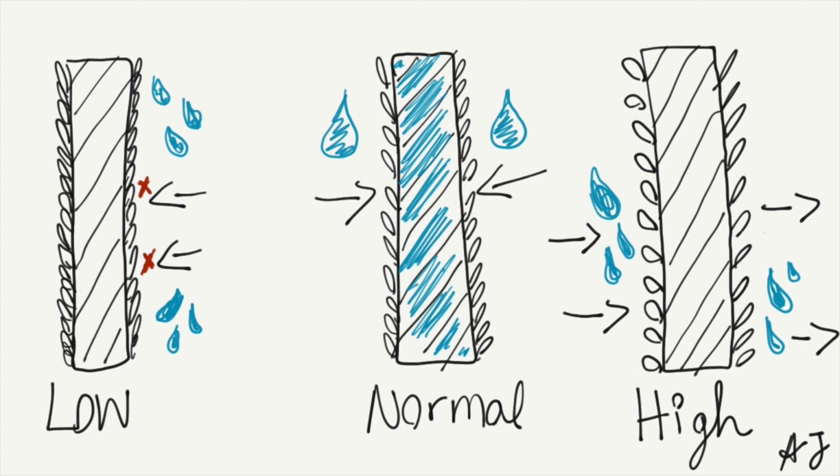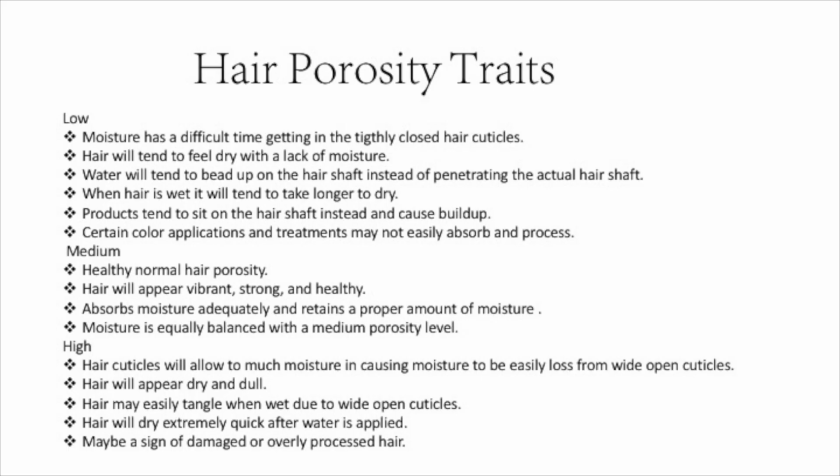Moving on to normal, also known as medium hair porosity. The cuticle layers are slightly open, not fully closed, which allows an adequate amount of moisture in, and also allows an adequate amount of moisture to be retained within the actual hair shaft. Lastly, the high hair porosity. These cuticle layers are wide open, making it very easy for moisture to get in, but it also makes it very easy for moisture to escape through the wide open cuticles. And here are a few characteristics that may be seen within the three different types of hair porosities.